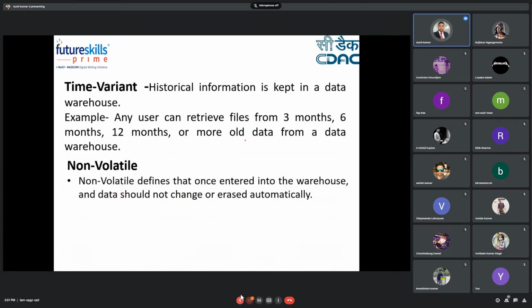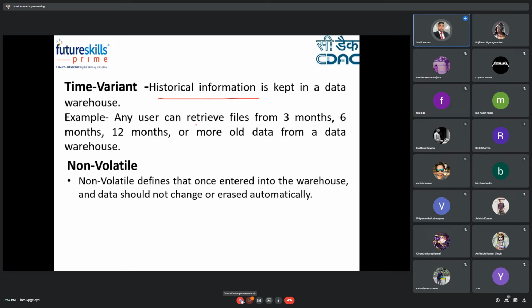Now, time variant. Time variant means historical information. What is the meaning of historical? Because every user wants to store his data so that he can use it in future also. Suppose you have your Gmail account. So what is the meaning of your Gmail account? That means you can access your 5 years of email also.